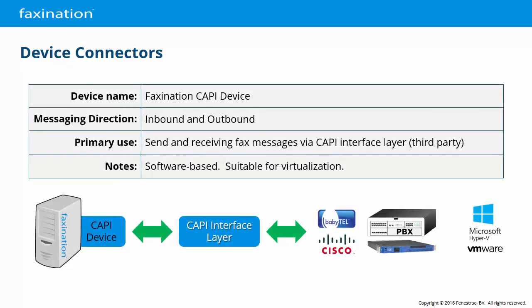The Faxination CAPI device is for inbound and outbound fax messaging via a CAPI interface layer. CAPI was designed as a standardized interface for voice and fax telephony, so it's not tied to any particular manufacturer, although Icon and AVM were the primary adopters of this standard in the fax card industry. Icon's Diva series of CAPI-based fax cards are now sold under the Dialogic name. XCAPI is a third-party CAPI interface layer that supports software-based fax-over-IP, providing another alternative for a fully virtualized Faxination environment.